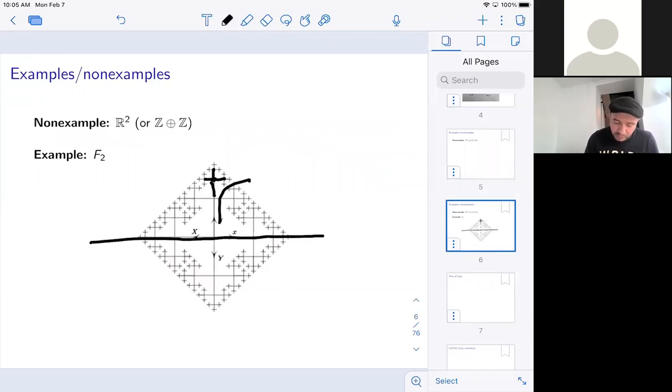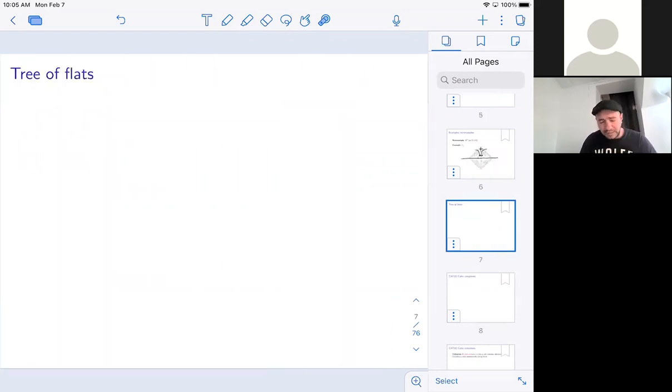There is only one way to project. You have to do this, right? So every line in F2 is 0 contracting, while, as we saw, no line in R2 is contracting for any constants d. Now, there are examples in between.